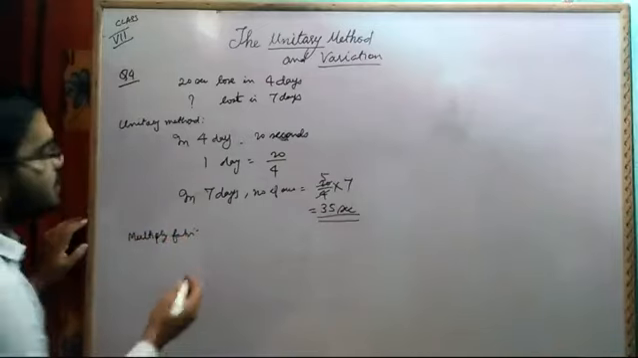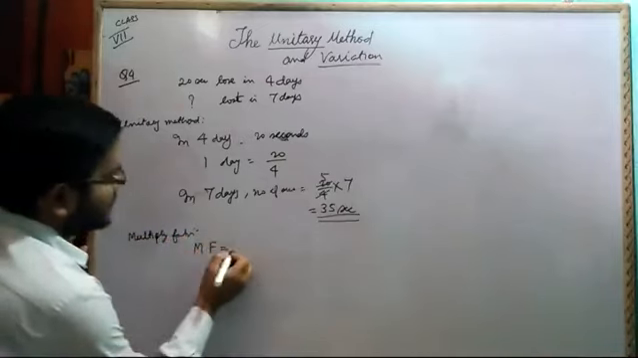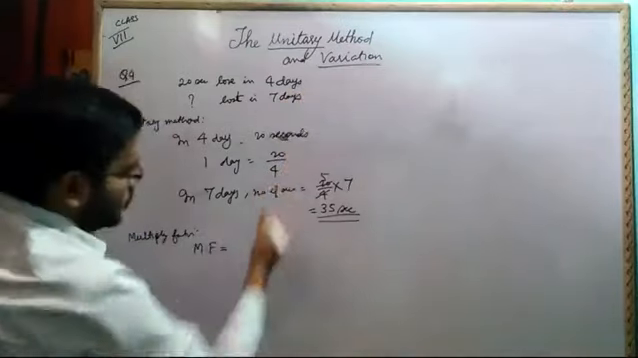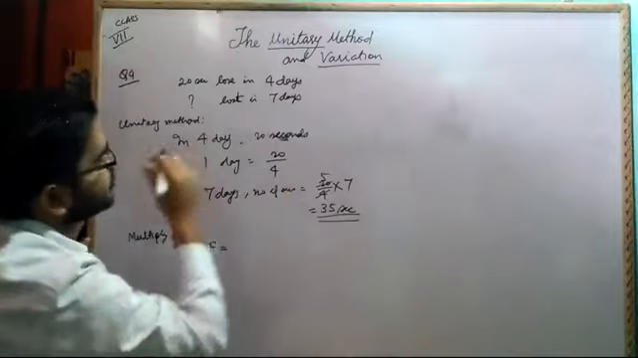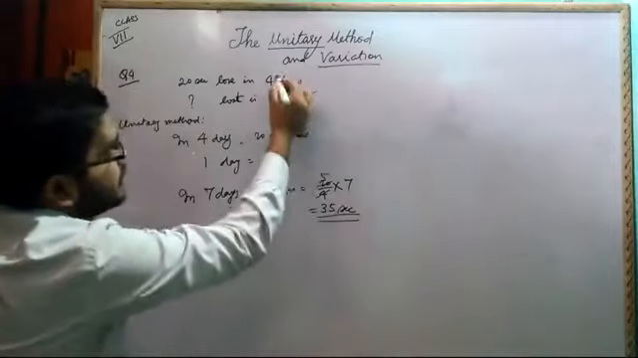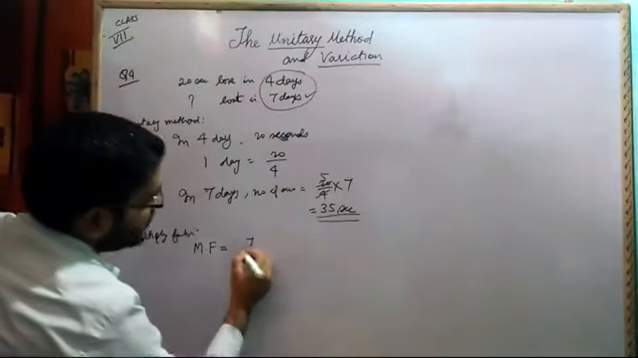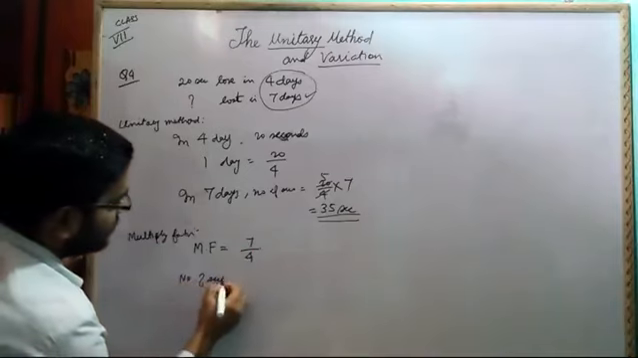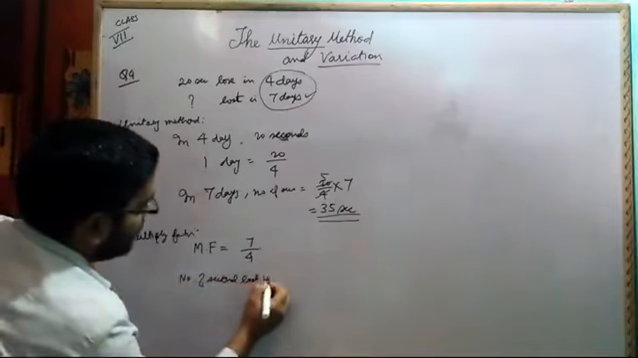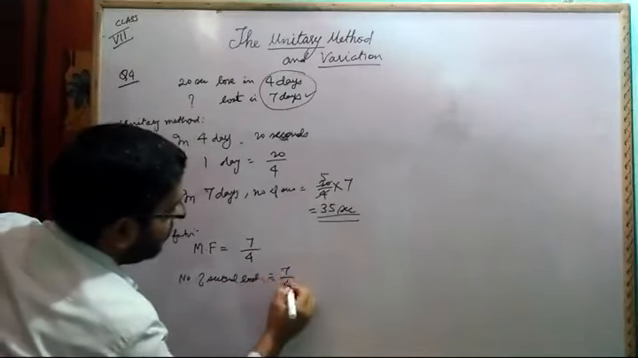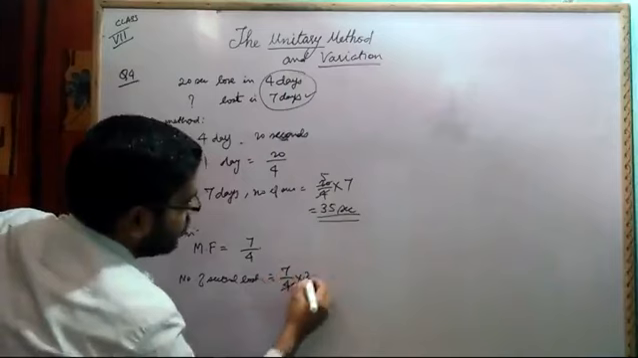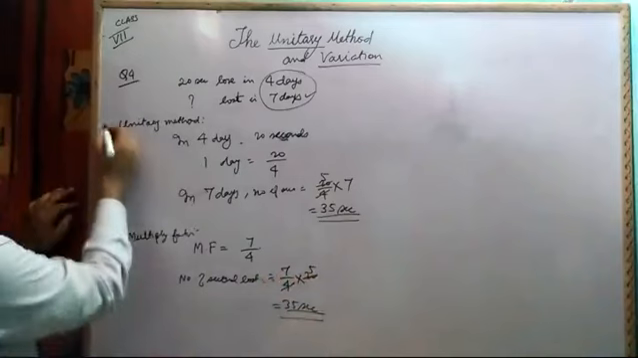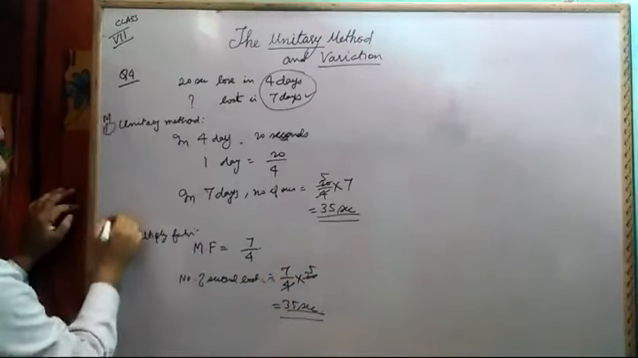So what does the multiplying factor say? MF is equal to, it is a direct relation, so it will be final upon original. What is my final? Final is my 7 days. Here we have the days quantity, so I will take that only: 7 by 4. Now the number of seconds lost is equal to 7 by 4 into 20. 4 5s are 20, so 35 seconds. This is method 1, M1, and this is M2.